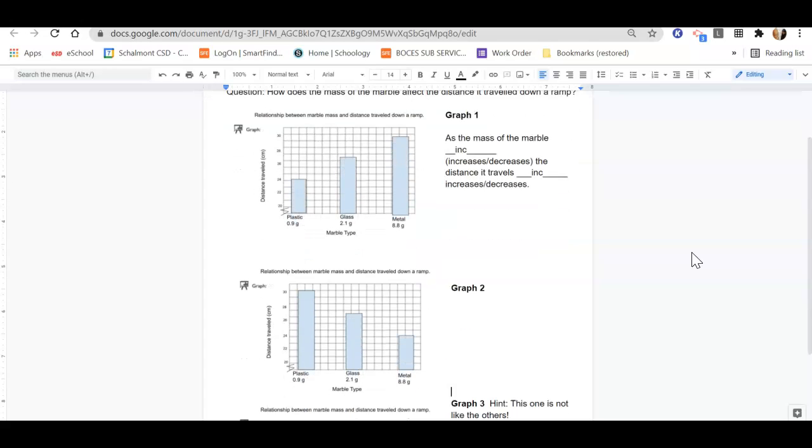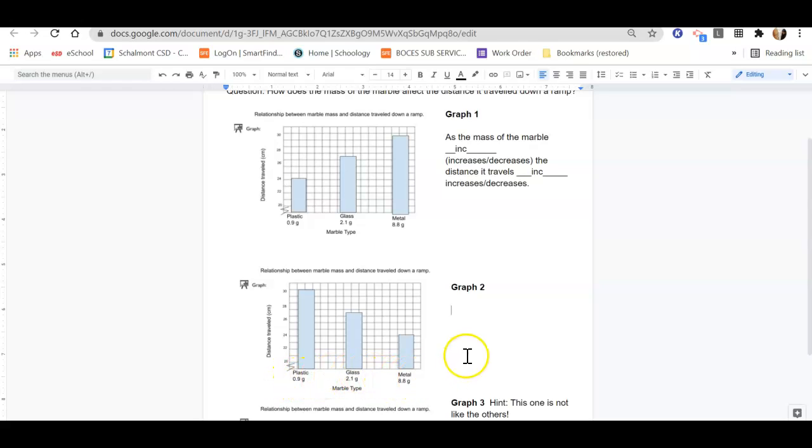This next graph, the sentence is not written there for you, but you want to do the same thing. So this sentence that we just wrote is telling us the relationship between those variables. So in this one, you want to write a sentence that says, we have them still, the plastic, the glass, and the metal. So the mass is still increasing. So you'd say as the mass increases, but this time the bars are going down, showing us that our distance traveled is decreasing. So this sentence would be as the mass of the marble increases, the distance it traveled decreases. So you're writing the same sentence, but you're saying increase and decrease for number 2.